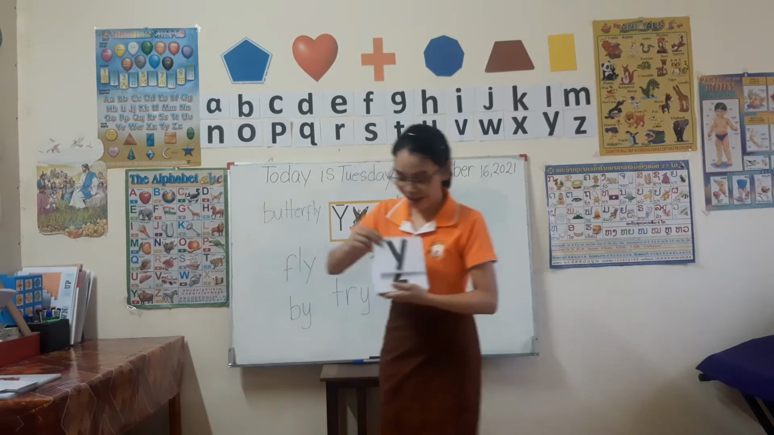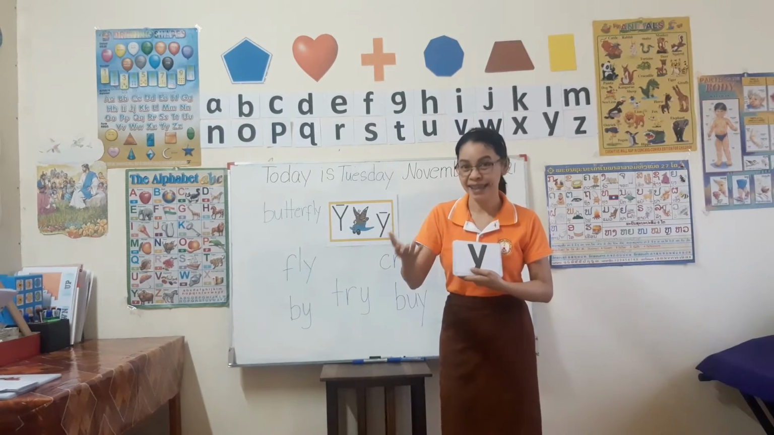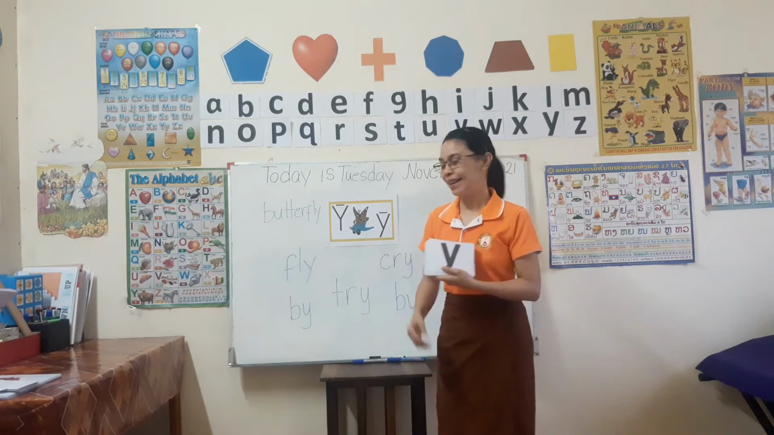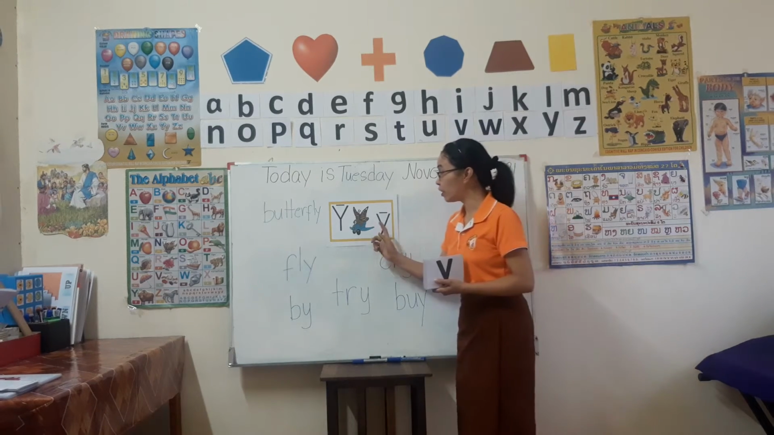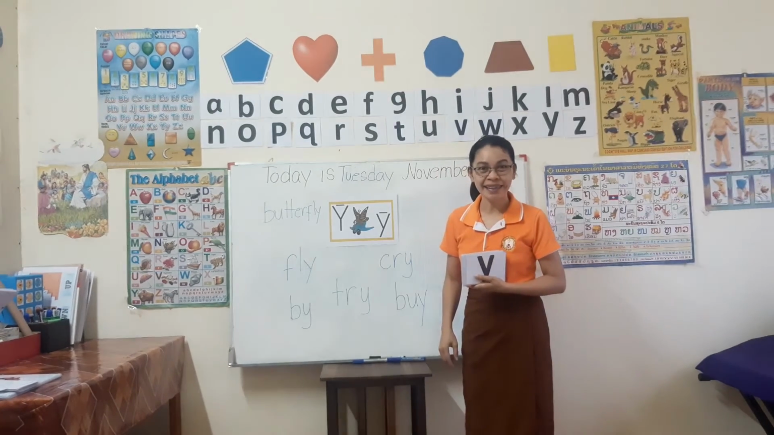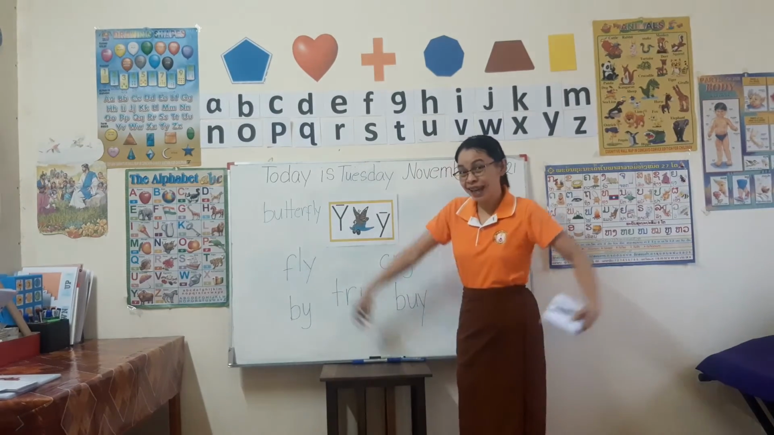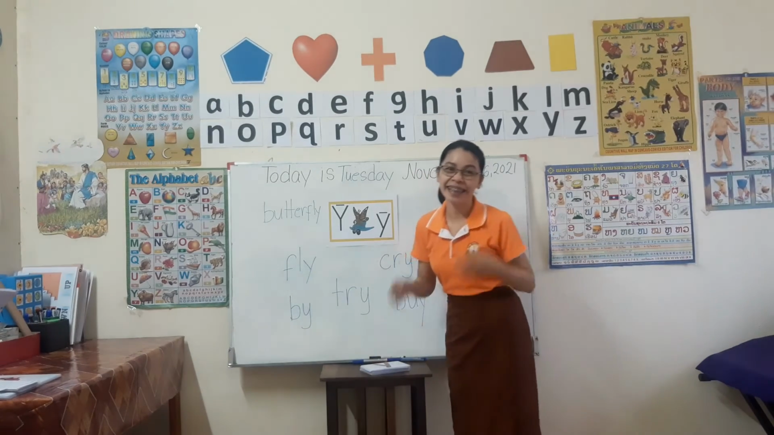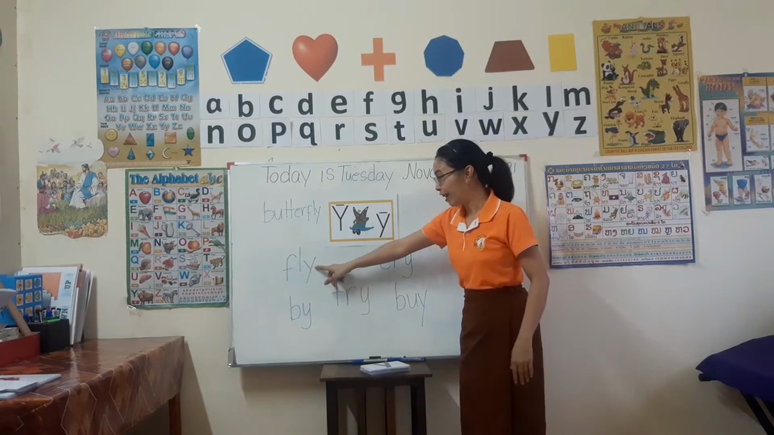Okay, so remember the Y says E, E, I. So there are four sounds of Y. At this time, we use the letter Y, or the sound of Y, as I, like fly. I can fly. No, I cannot fly. The mosquito and the birds can fly, but teacher cannot fly.